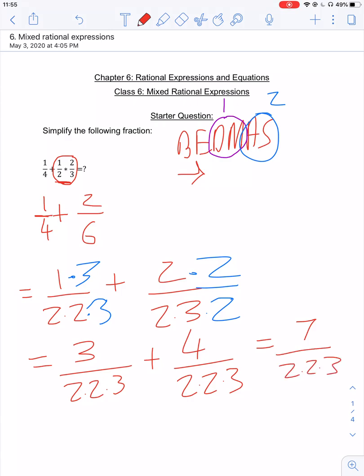This is the final answer when it comes to rational expressions. You don't have to remultiply your denominator again, but with numbers, you could do that. So my final answer will actually be 7 over 12. Now let's extend this idea to rational expressions.